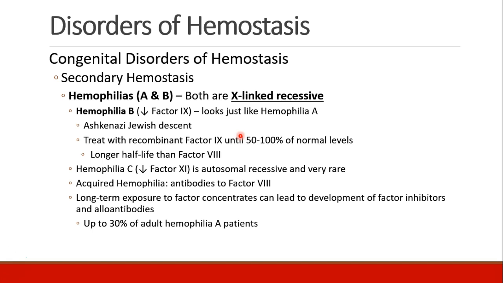Patients can theoretically develop acquired hemophilia, where they have antibodies to factor VIII. And hemophiliacs who have been exposed to these factor concentrates for their whole life may develop factor inhibitors and antibodies to those factors. This happens in about 30% of hemophilia A patients.